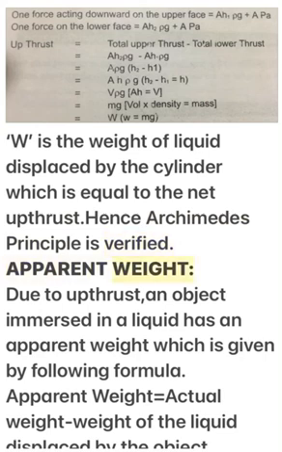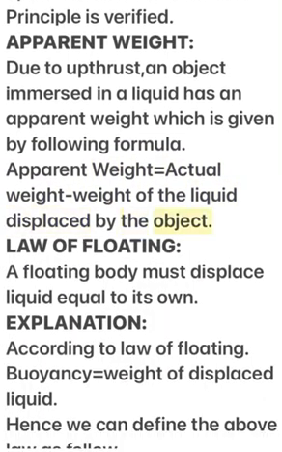Apparent weight. Due to upthrust, an object immersed in a liquid has an apparent weight which is given by the following formula. Apparent weight equals actual weight minus the weight of the liquid displaced by the object.